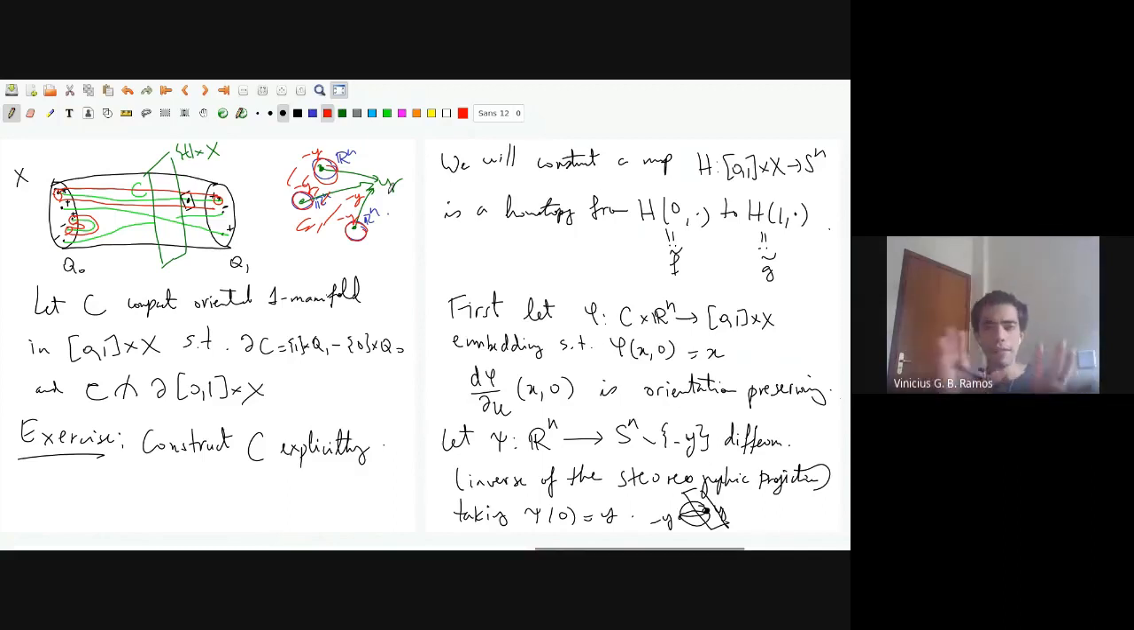The only reason I have to write this a little bit more carefully is because C is not always transverse to the slice. If you have a different number of points on Q0 than Q1, then you will have these curves that come back. So you really need to look at the tubular neighborhood of C.